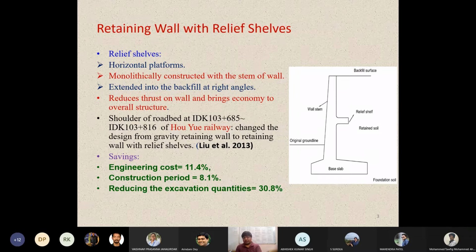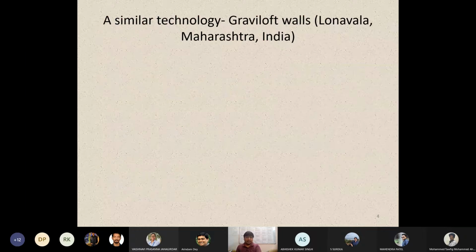Finding that we don't have any design guidelines, I chose this topic as my PhD work. Whatever I am presenting here is either my PhD work or post-PhD work, and sir has also asked me to include a case study. So at the end of this presentation, I'll include one case study showing how a wall failed, and what we learned through the forensic analysis of that failed wall.